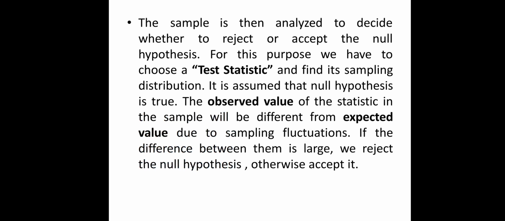Now coming to the next slide, the sample is then analyzed to decide whether to reject or accept the null hypothesis. For this purpose, we have to choose a test statistic and find its sampling distribution. So it is assumed that the null hypothesis is true. The observed value of the statistic in the sample will be different from the expected value due to sampling fluctuation. If the difference between them is large, we reject the null hypothesis, otherwise accept.